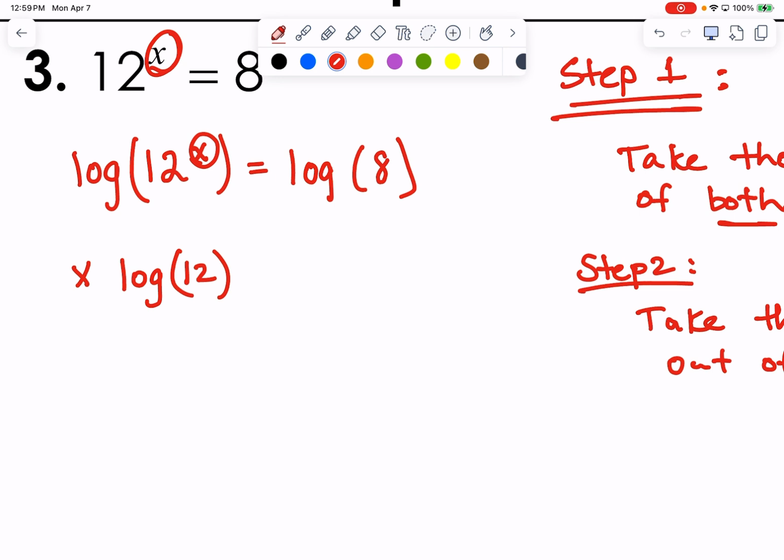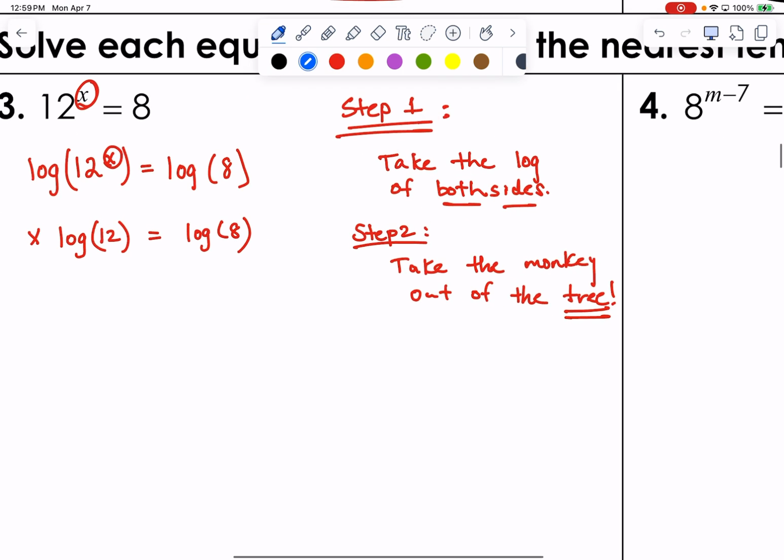The reason we're taking the monkey out of the tree is because we're trying to solve for x. We're trying to get x by itself. So what do we do now, everybody? Step 3, solve for x. The final step. The final countdown. Solve for x.